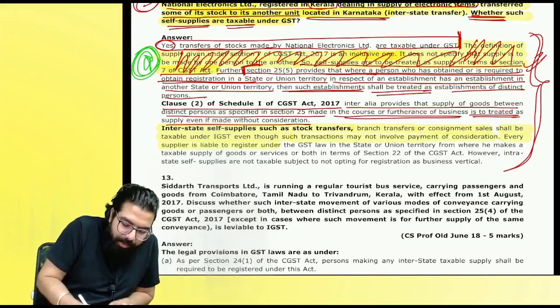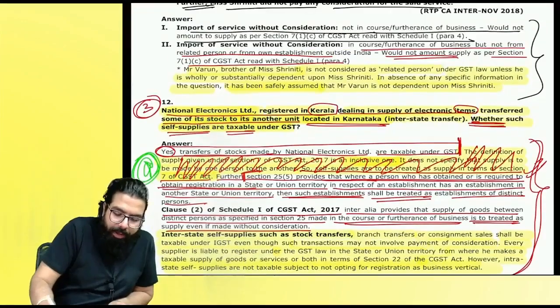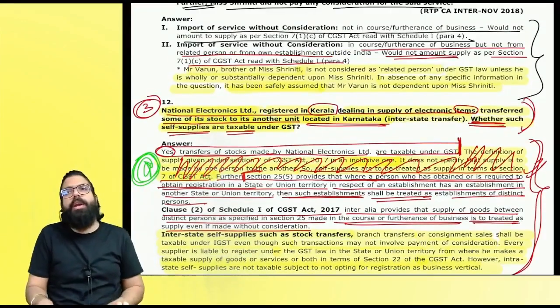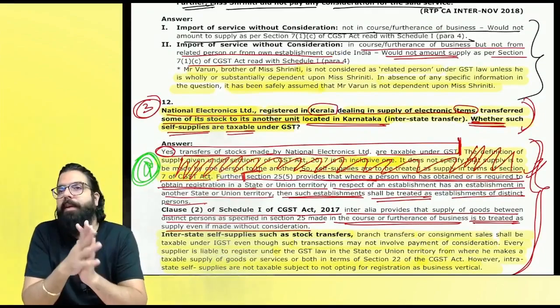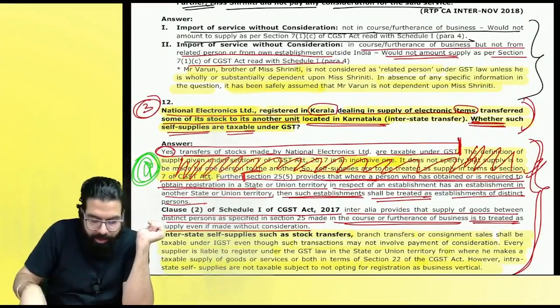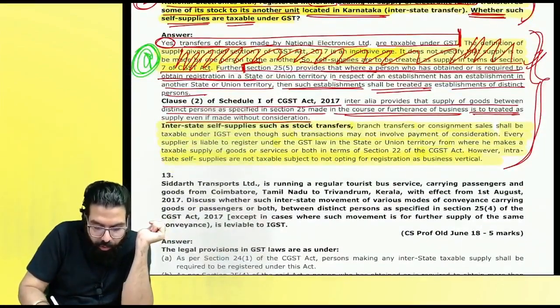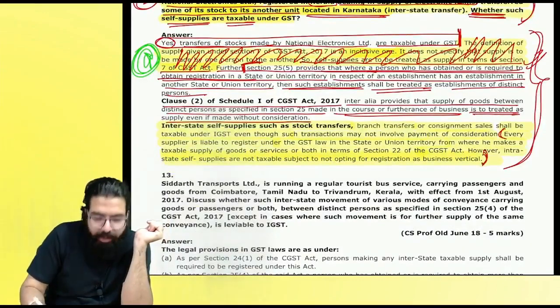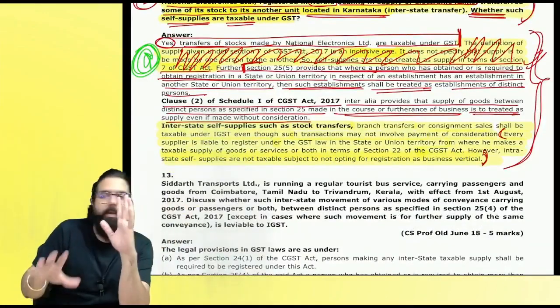Every supplier is liable to register under the GST law from where he makes taxable supply. But this one which is there, you can leave it. As of now, I'm yet to talk about it. But tell me one thing, whenever from one branch to another branch you transfer, will you tell it a supply? This last paragraph is talking about the supply chapter, which we'll discuss later. Once we read the supply chapter, then you will be able to understand this.